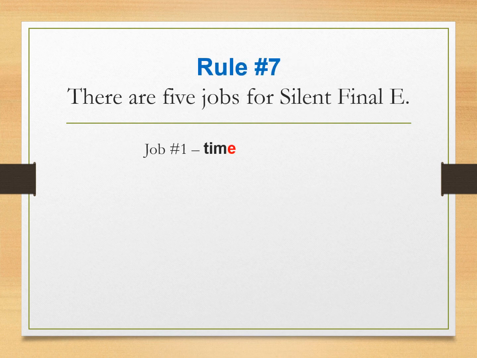The first job is in words like time, where it makes the vowel say its name. The second job is for words like have and blue that end in a V sound or a U sound, because you can't end an English word that way. So we just put that final silent E on there to make it legit. Job 2, have and blue.